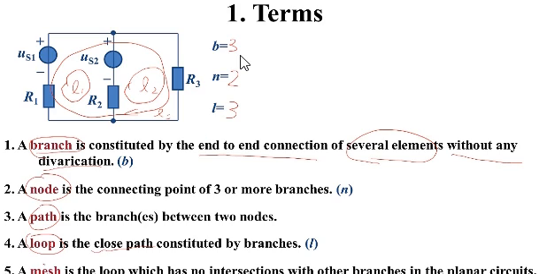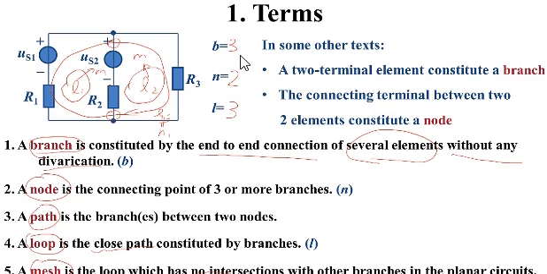There is a special loop called mesh. A mesh is a loop which has no intersections with other branches. It needs to be defined in the planar circuits. The planar circuits have been introduced in lecture 2. For this circuit, L1 is a mesh. L2 is a mesh too. But L3 is not a mesh because there is an intersection between L3 and the branch.